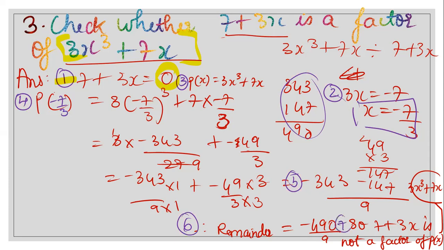Then your seventh one, which is a very important step, is you need to write that since your remainder is equal to minus 490 by 9, that is the reason why 7 plus 3x is not a factor of P of x, that is 3x cube plus 7x. Clear? You cannot just say that it is not a factor. You need to say, since the remainder is equal to minus 490 by 9, 7 plus 3x is not a factor of P of x. So that is the third question, and this concludes your exercise.